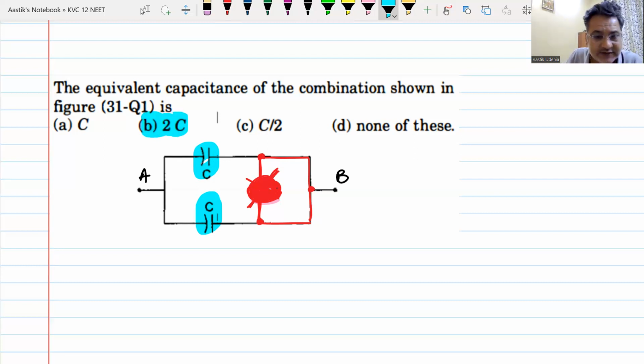Do we understand this? Yes or no? Yes, sir. So the answer is 2 times C, my dear friends. I hope everyone has understood this.